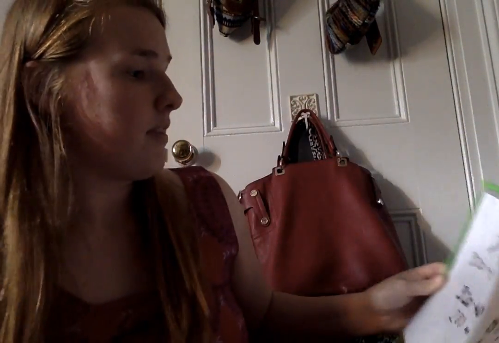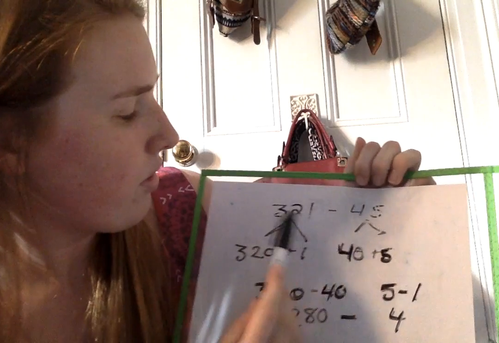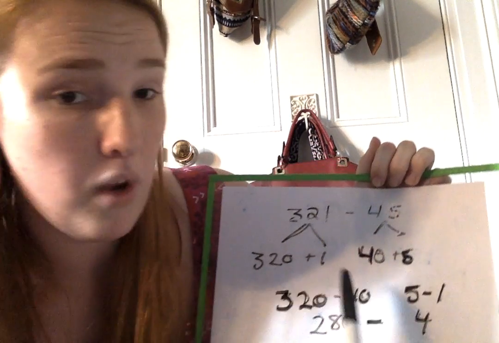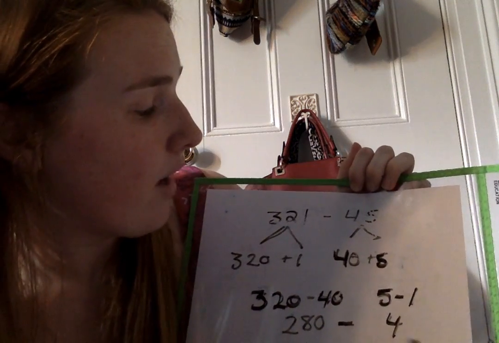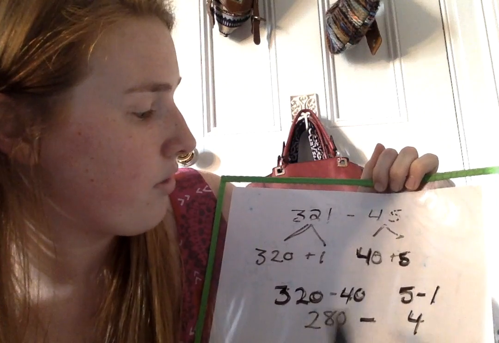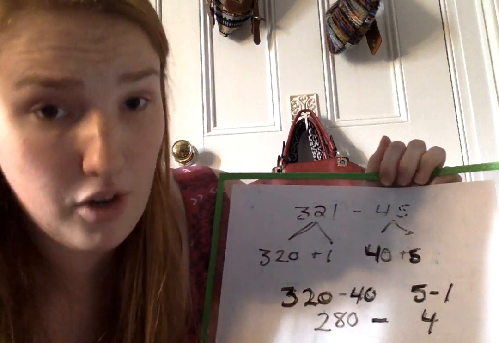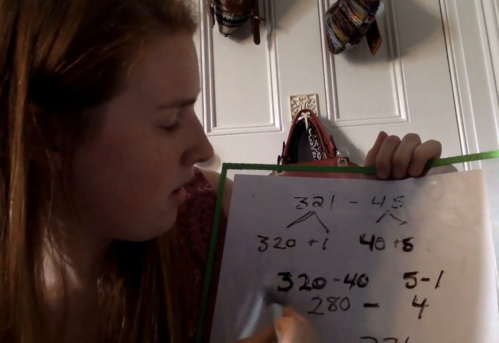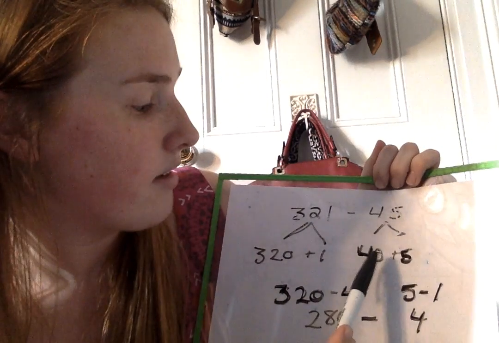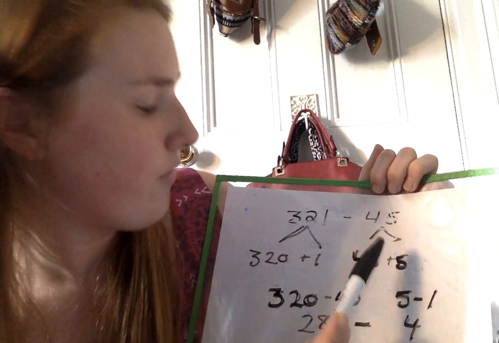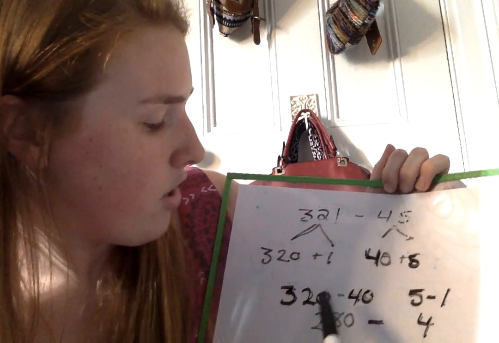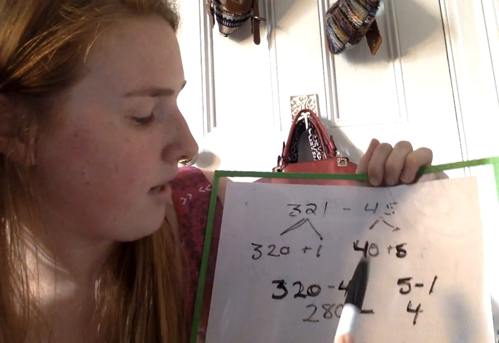In this problem, I broke 321 up into 320 plus 1. And then I broke 45 up into 40 plus 5. This separates my place values and makes it clear where all of the numbers are coming from. I started by subtracting the tens in my 45 from the tens and hundreds in my 321. So I did 320 minus 40.